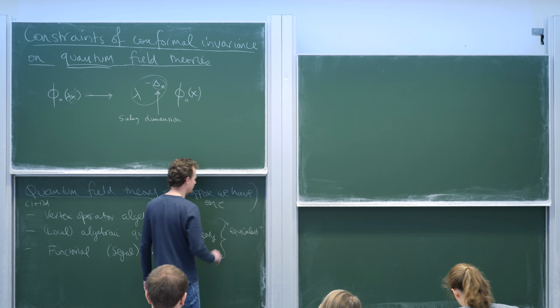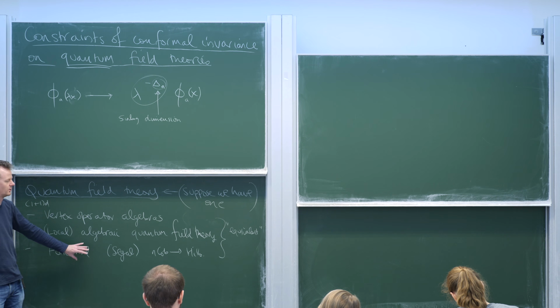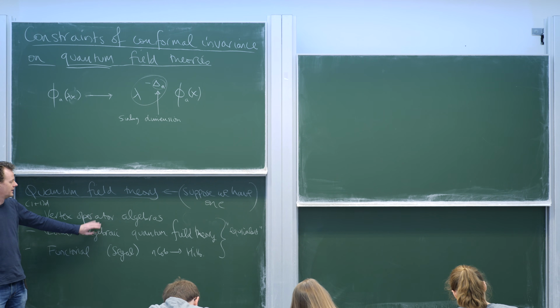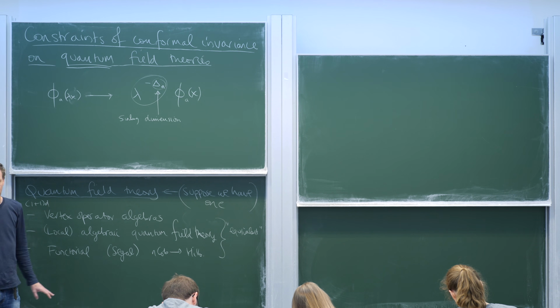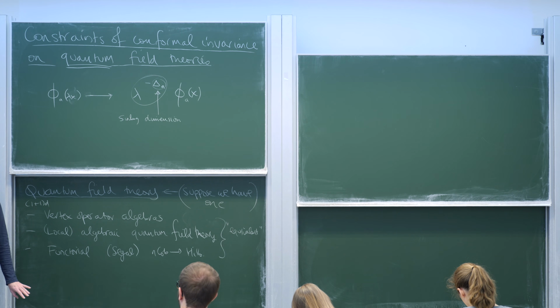I'll put "equivalent" definitely in scare quotes here. These three formulations are not directly equivalent. But if you add some adjectives to each of these three formulations, then you can show that the resulting mathematical structures are equivalent. This is still ongoing research. So these are the three sort of mathematical approaches you could take in 1+1 dimensions, and we're not going to follow really any of them.